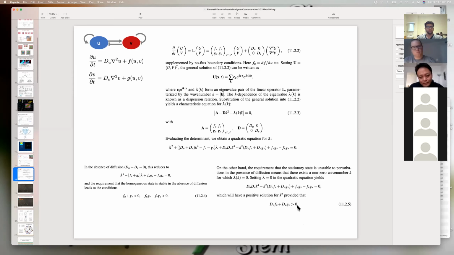You basically find out that you can get these types of Turing instabilities to happen if the inhibitor is diffusing faster, sufficiently faster than the activator.